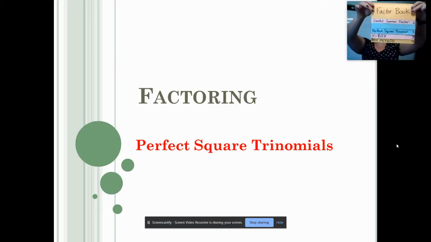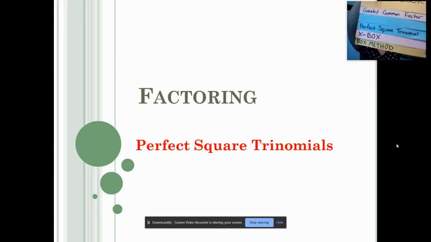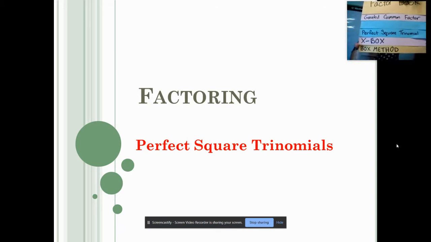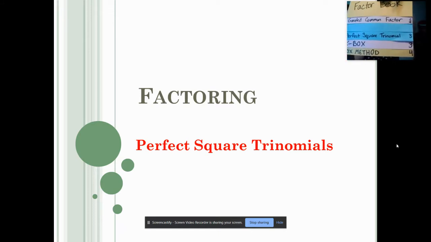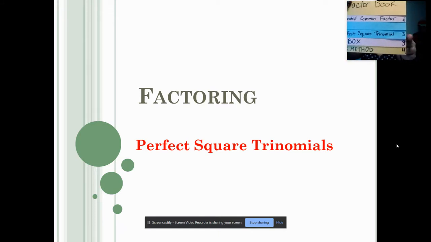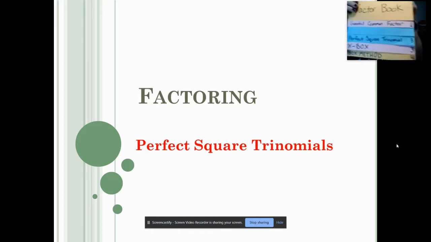If you're following along on our factoring book, we're working our way up from the bottom. So we did box method on Monday, X-box yesterday. And right now we're going to be doing perfect square. Perfect square is on the bottom of our double color. And since it's a trinomial, we wrote the number 3 on this side. Remember, this number determines how many terms the problem needs to have. And then that will tell you which method to use.